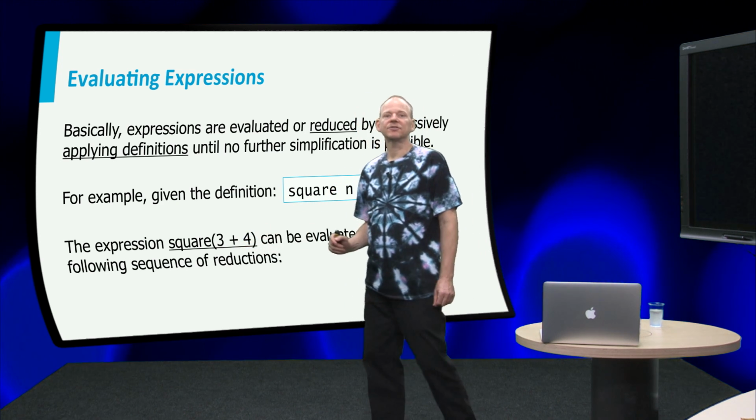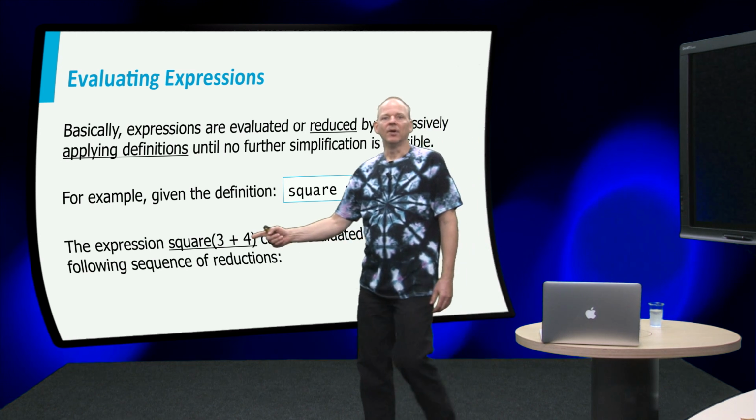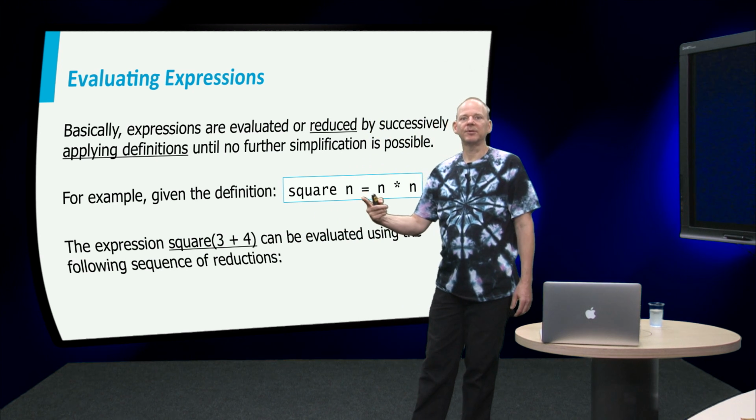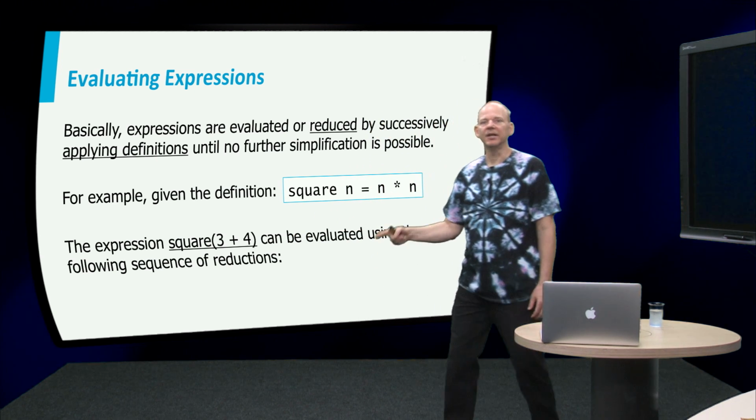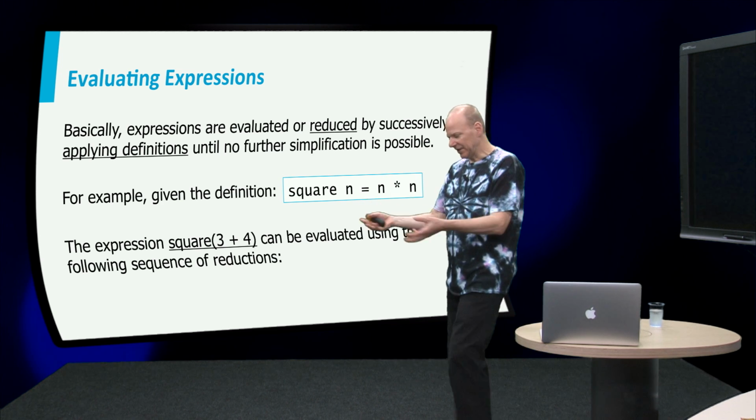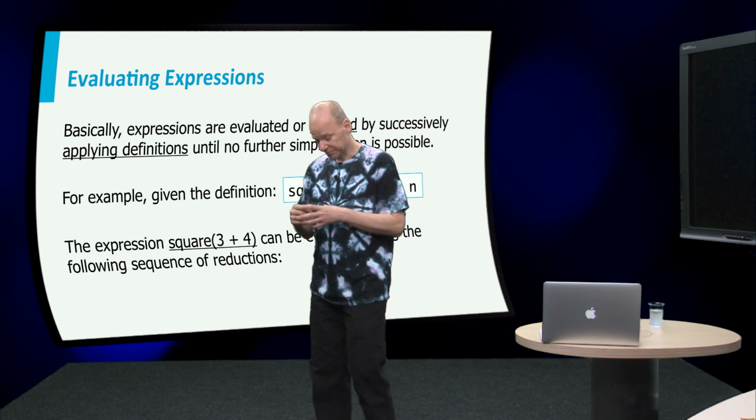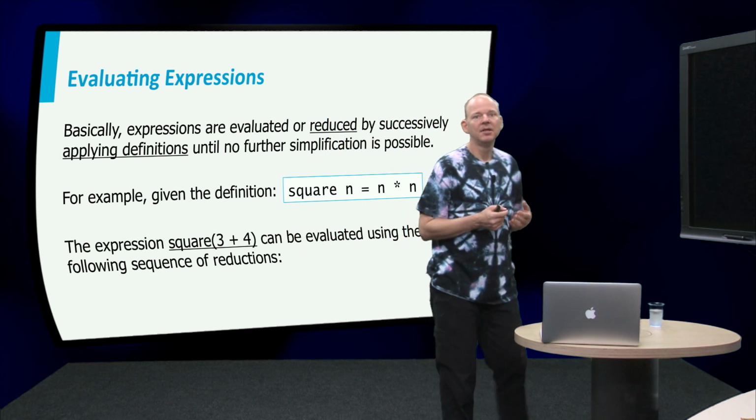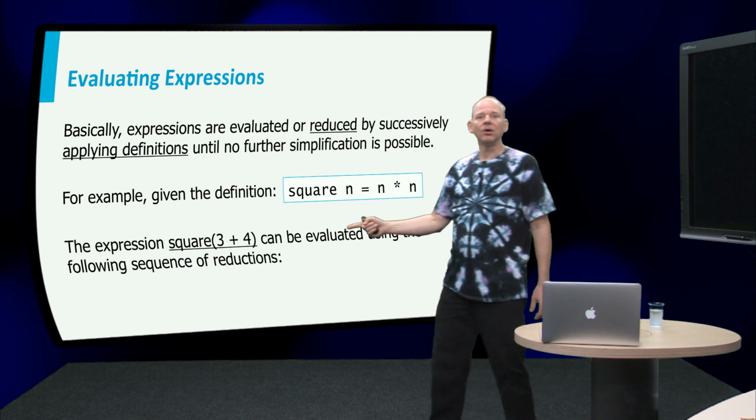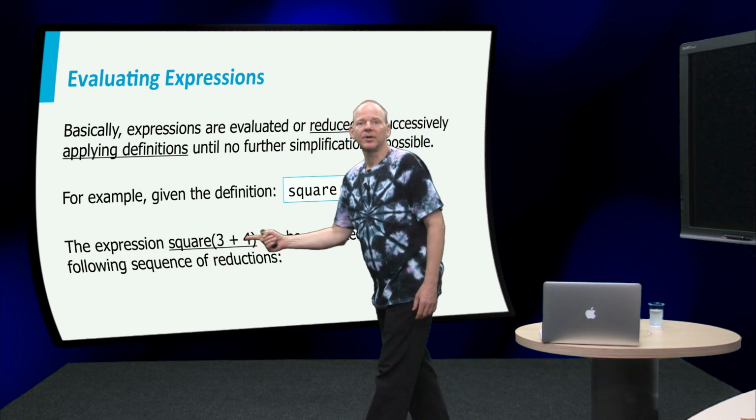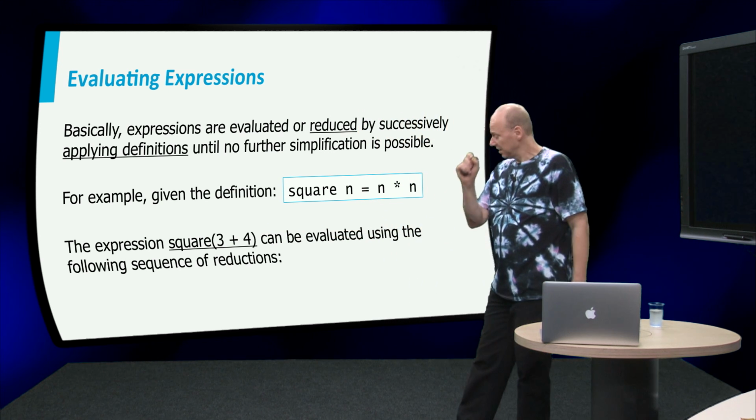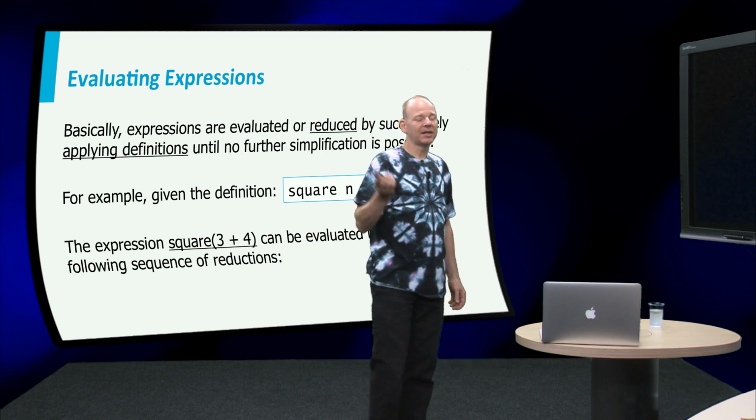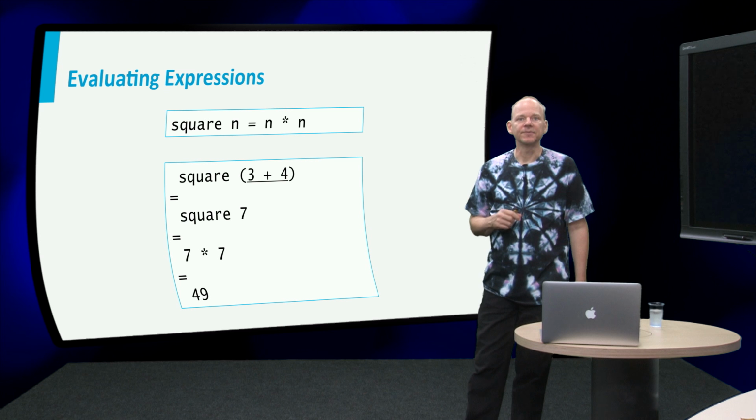But another evaluation strategy is also to say, well, we take square of (3 plus 4), we substitute 3 plus 4 for n, so we get 3 plus 4 here, and 3 plus 4 here, and then we evaluate the results, and we get the same value. But in that case, you might think, oh, but now we have evaluated 3 plus 4 twice. And as we will see, Haskell has some smart ways to avoid duplicating that computation.